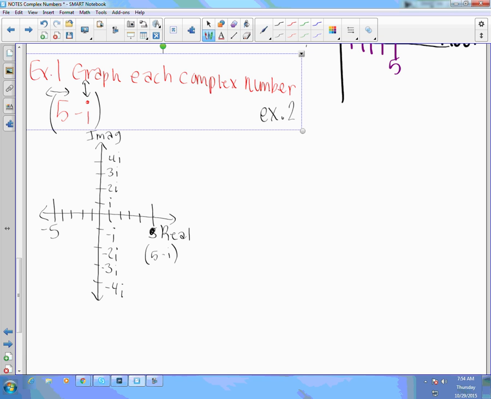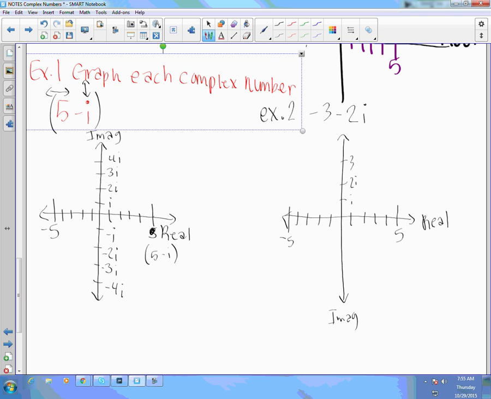Okay, let's try another one. Example 2. Graph the complex number with 2i on a new complex plane. So you relabel: real, imaginary, and label what you are counting by. And the imaginary axis will have i's on it.